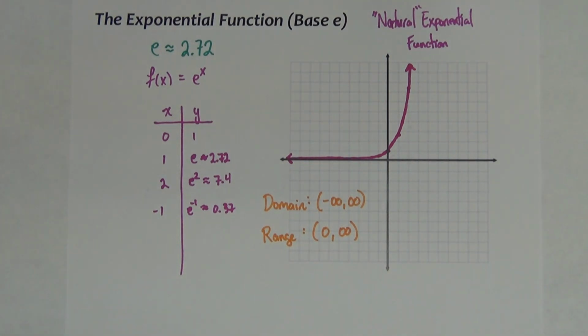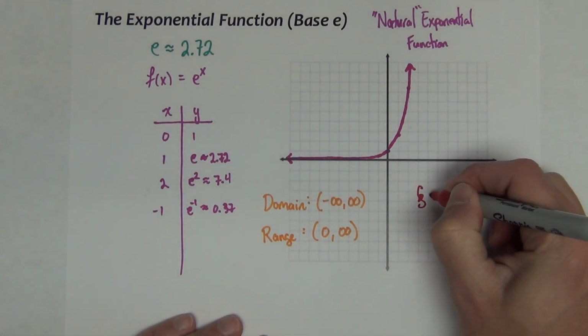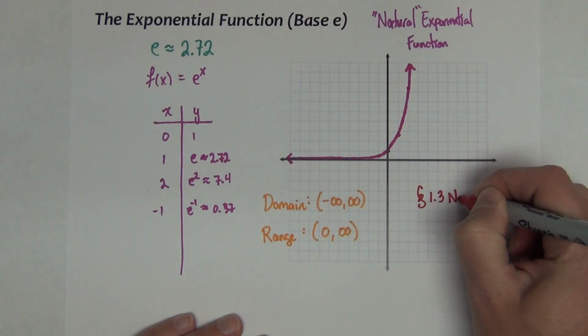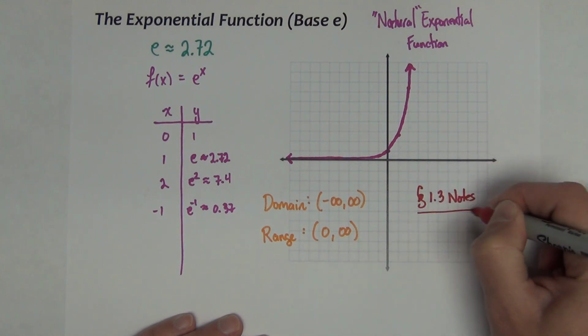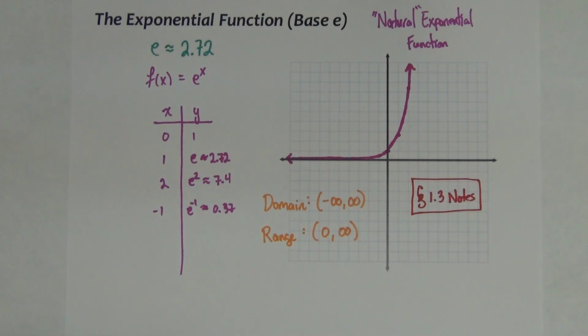If you'd like to get some more information from this graph, I'm not going to write everything down here, but you could go back into your notes and look at section 1.3 notes. This function is one of the 12 basic functions that we talked about there. So there is some more information about this particular graph there.